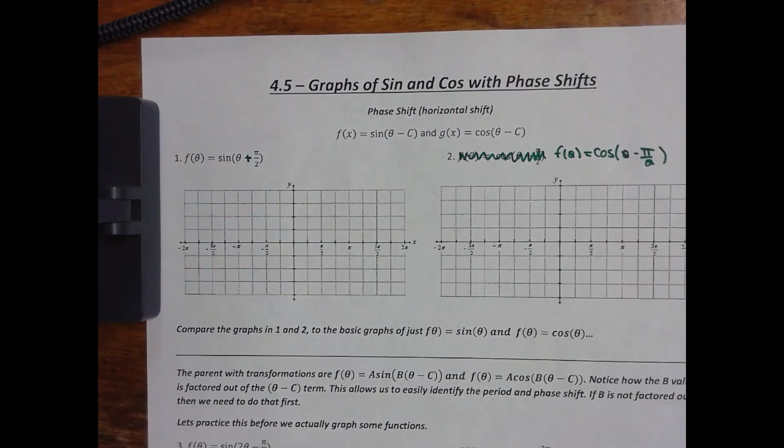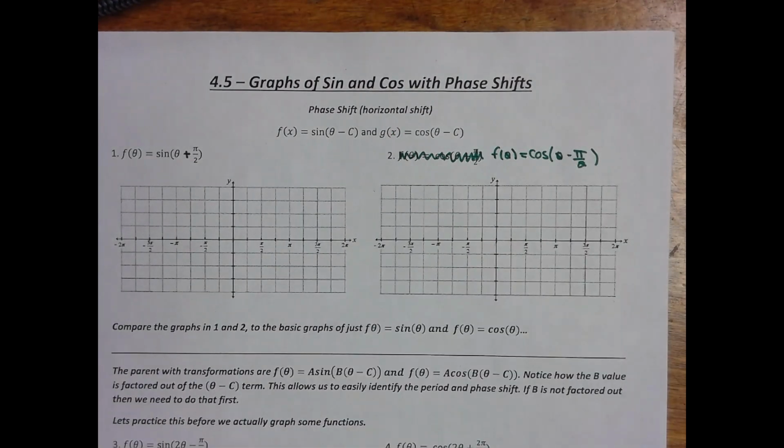A phase shift is just a fancy name for a horizontal shift. So moving something like log functions, right? We graphed the parent function, and then after graphing the parent function we shifted it either up, down, left, or right based on those transformations. We're going to do the same thing here. So what I want us to do first is come up with a set of points for the parent function.